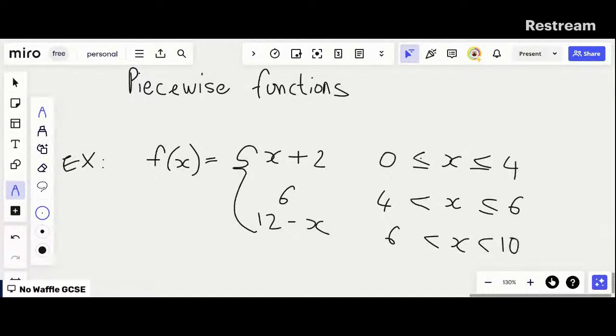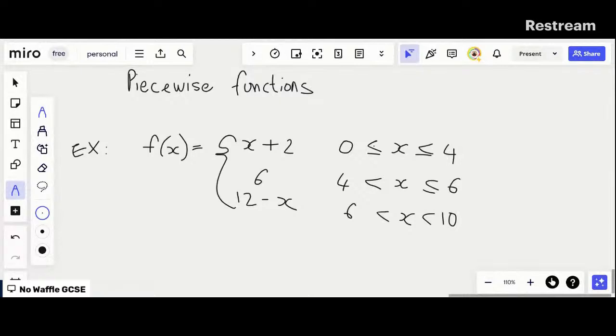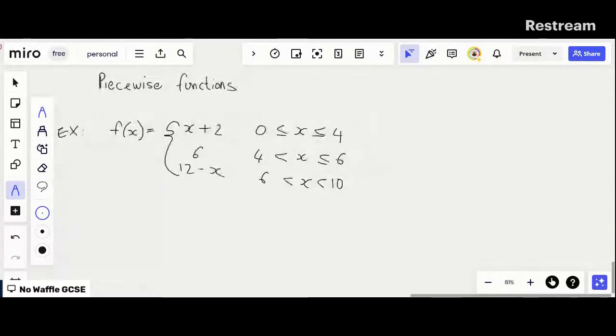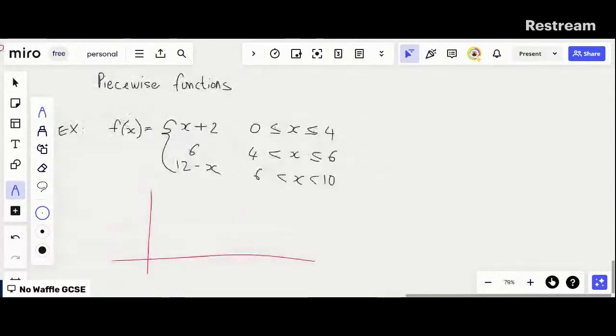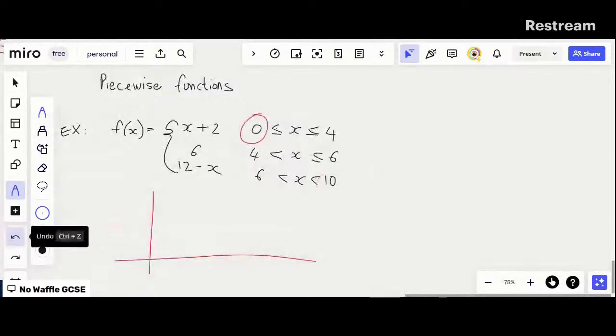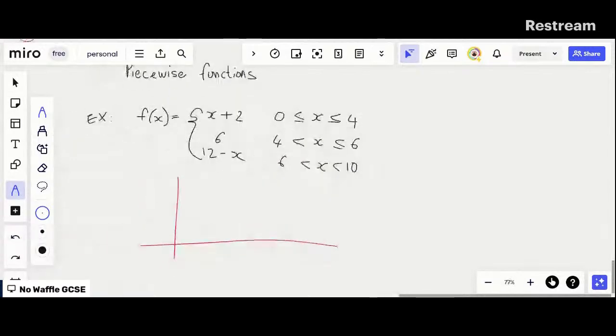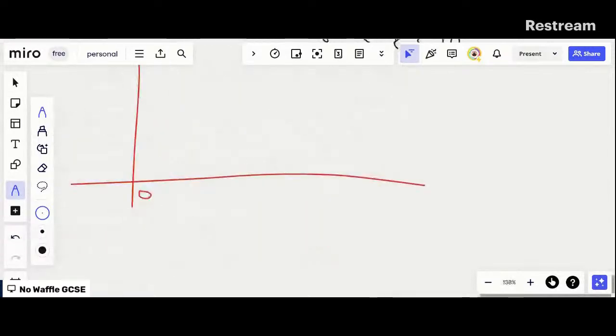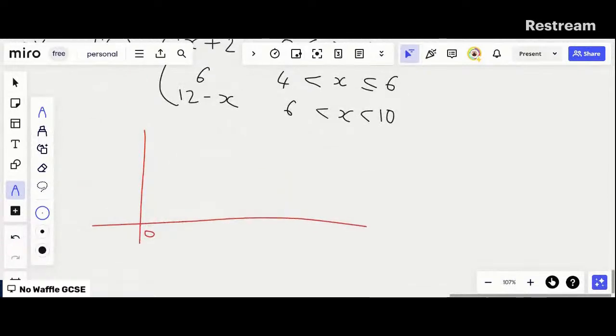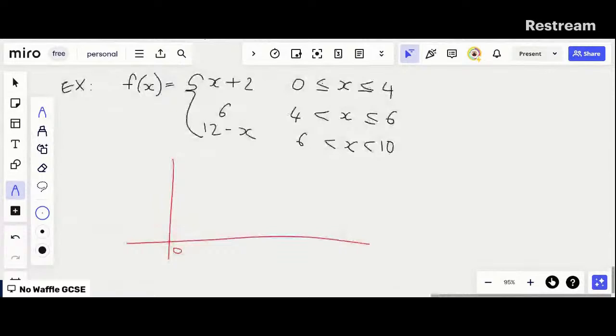So how would you draw that? Yeah, it can also be called composite functions. So now, how would you then draw that? Well, you've got to have your graph, and we're taking values from 0 to 10, so you know your domain for x values. And key points that we want to note here, we've got 4, 6, and 10.